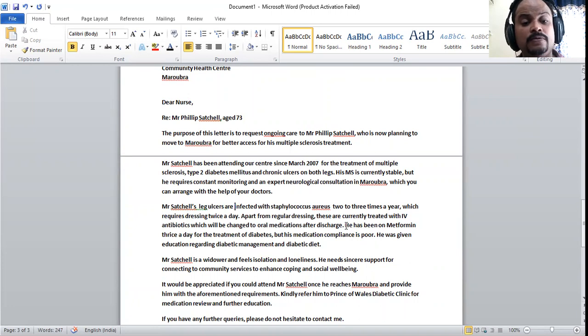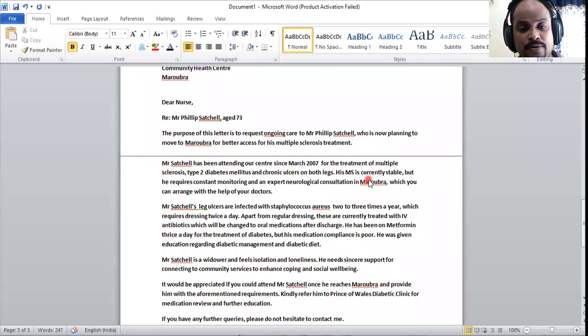So now multiple sclerosis is over. The next problem is the infection, the ulcers, and the third problem is diabetes. He has been on metformin twice a day for the treatment of diabetes, but his medication compliance is poor. That is the condition.